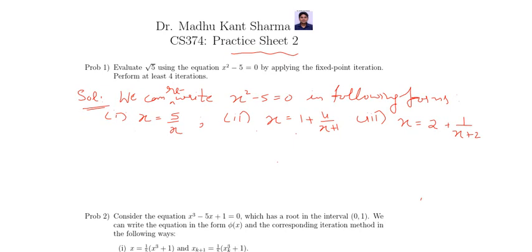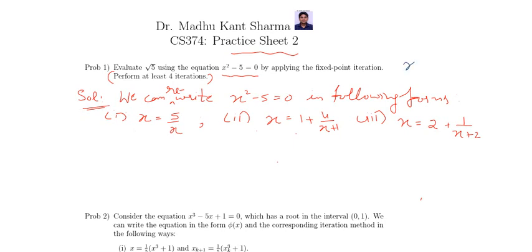Here, let's go for the first problem. The first problem is: evaluate the square root of 5 using the equation x square minus 5 equals 0 by applying the fixed point iteration, and you are supposed to perform at least 4 iterations. The problem suggests you can use any fixed point iteration technique.